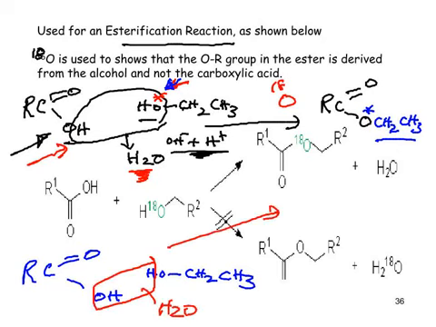So in terms of the product, if I use two different colors to present the product, we've got the R-C double bond O coming from the carboxylic acid. The rest, the O and the CH2 and the CH3, comes from the alcohol.